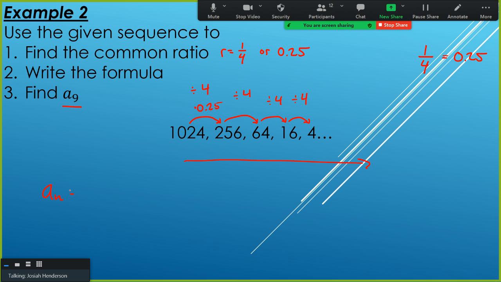Okay, formula. A sub n is the first term times the common ratio, 1 over 4, to the n minus 1 power. Now we've got to find a sub 9, the ninth number in the list. So a sub 9 is 1024 times the fraction 1/4, and then that is raised to the 9 minus 1 power, the 8th power.